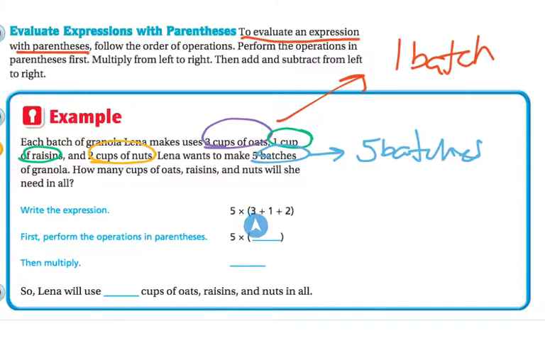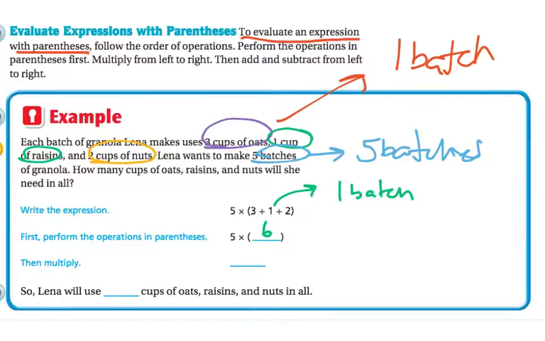So we see 3 plus 1 plus 2. And because that's in parentheses, we need to solve that first. So remember, this is representing 1 batch inside of the parentheses. If we figure out that, we can figure out how many total batches 5 would need. So when we add those up together, we get 6.